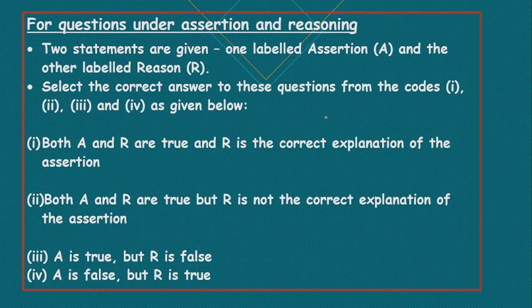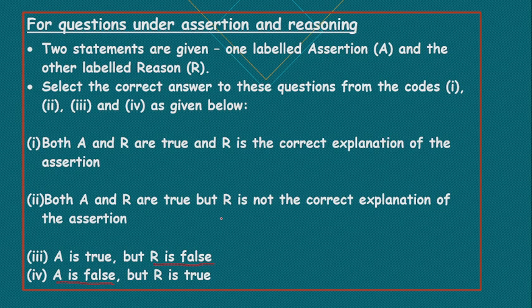Most of the time the reason will be a formula or statement or theorem or lemma which can be used in the assertion. So you are given 4 options. The first 2 options are about both statements being true, but option 1 has a connection between the two statements. Option 2 has no connection between the two statements. In option 3, the reason will be a false statement. In option D, the assertion will be a false statement.